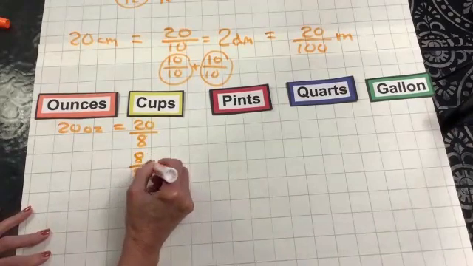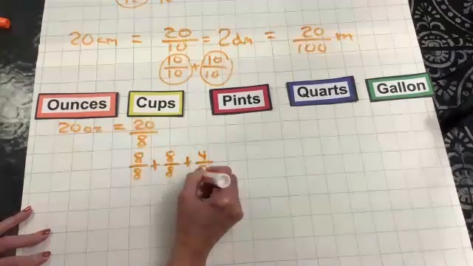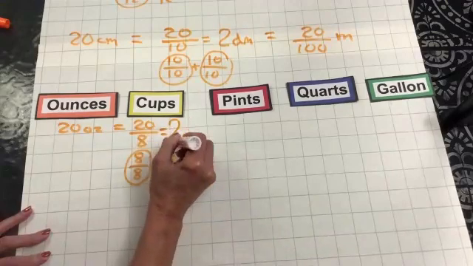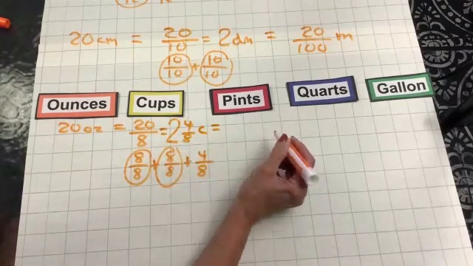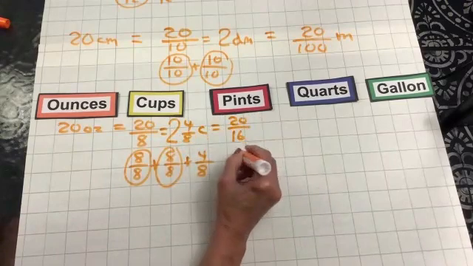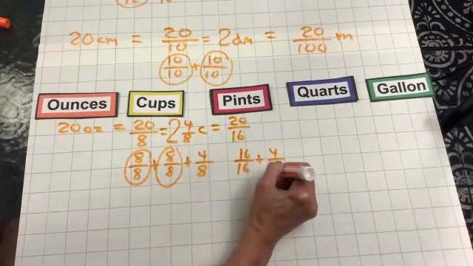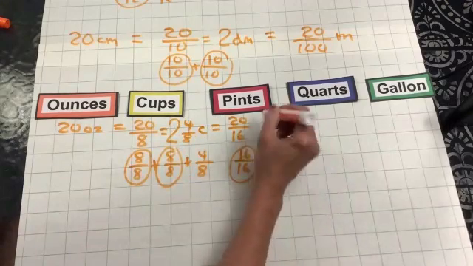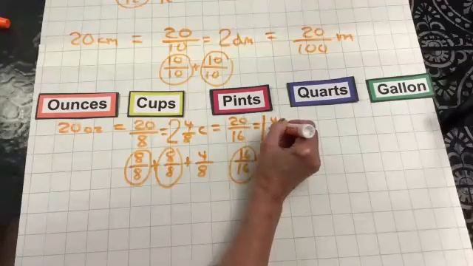8 plus 8 more is 16. And 4 more would make your 20. So we have 2 whole cups and 4 eighths. So this would be 2 whole and 4 eighths cups. And let's go over here, 20 out of 16. So let's do 16 over 16 plus 4 over 16. So 16 plus 4 is 20. So we have 1 whole pint and 4/16. So this would equal 1 whole and 4/16 pint.